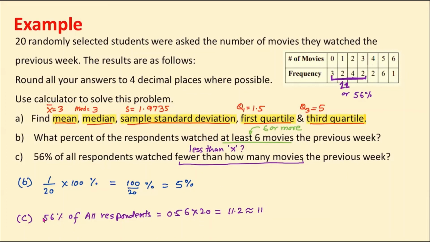So the meaning of that is 56% of all respondents watch less than how many movies? As you can see here, 4 movies. So they watched less than 4 movies. Okay, so they watched less than 4 movies. So that's how you need to answer this question. We have a similar problem in the next example. Let's also solve that.